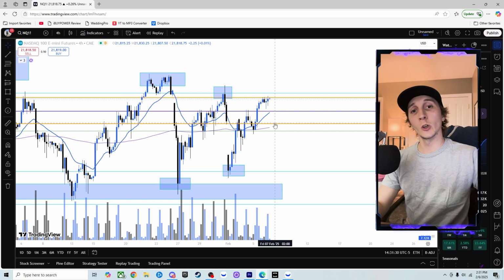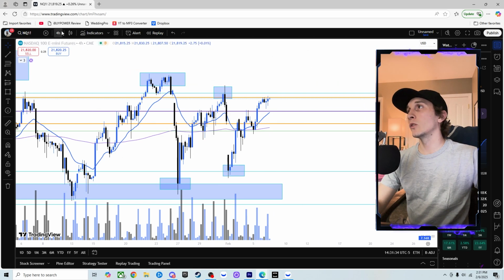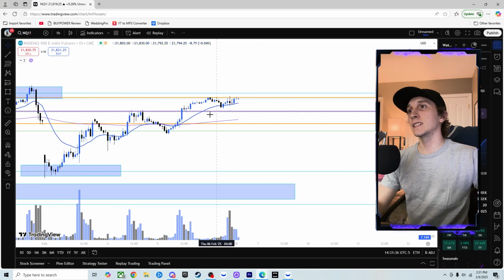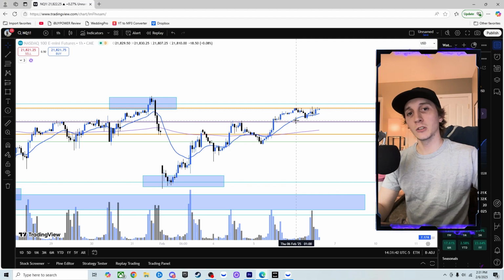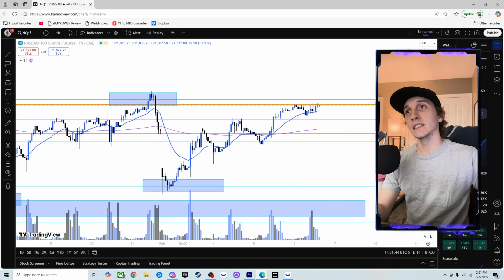Obviously, we already knew that on the larger time frame, but even on the mid time frames, the 4 hour, the 1 hour, we can see that we are above that EMA. We're above that moving average. So what that tells me is there's no real reason to be looking for shorts as of right now, at least not for any kind of larger move.